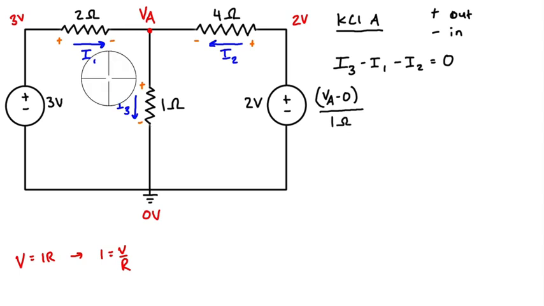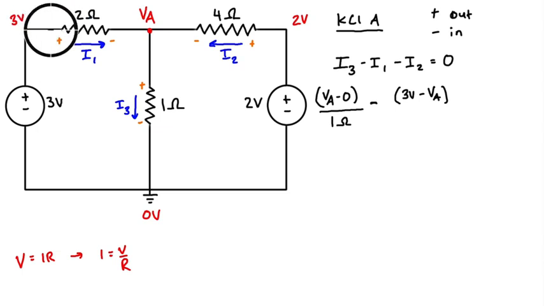Then for this resistor that I1 is flowing through, the voltage is 3 volts minus VA. Again, we've assumed that the current is going this way, so that this is the higher voltage. So the difference between them is the bigger one minus the smaller one. So that's why we have 3 volts minus VA. And then we just divide that by the resistance, which is 2 ohms.